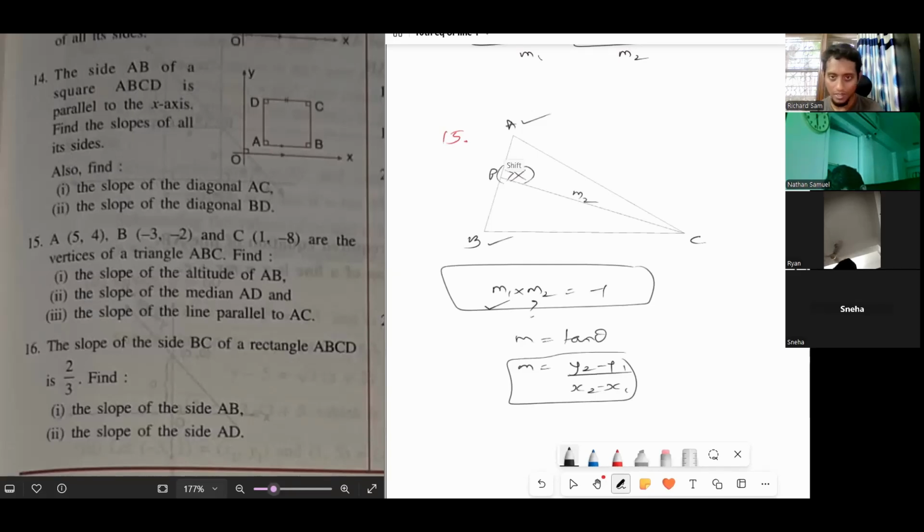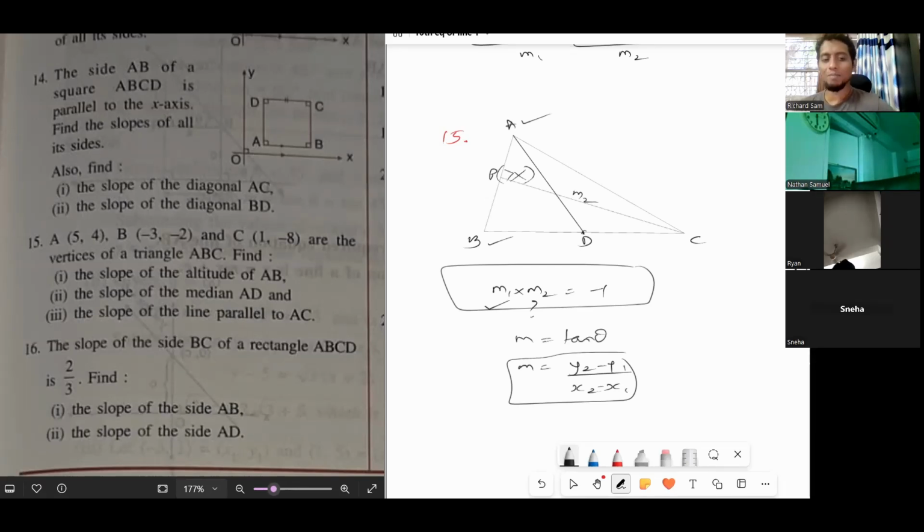So coming back to our question here, they're asking you the slope of the median AD. So A to D. Where is D? Midpoint of BC. Altitude is like this, perpendicular to BC. Median is midpoint like this. Okay, now how do we find the slope of this AD? Since D is the midpoint of BC, use the midpoint formula, find D. And now we have A and we have D. We can find the slope using this y2 minus y1 upon x2 minus x1.